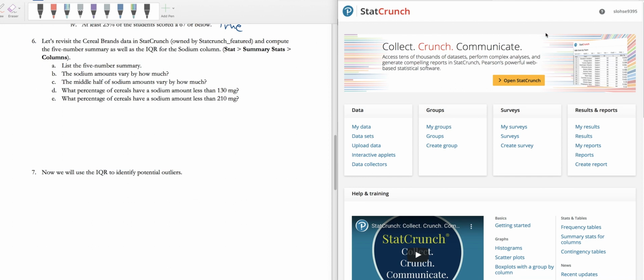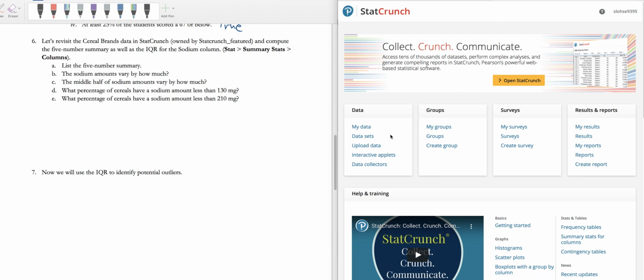Right, we are continuing in OLI Mod 9. We're going to take a look at how we can get the 5-number summary calculated for us in StatCrunch and then start using it to help us with some other characteristics of our data set. So we're going to return to that cereal brands data set that we've been looking at so far.